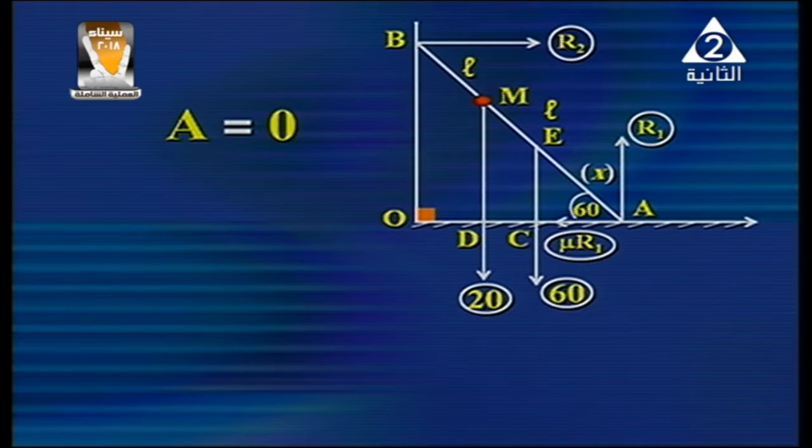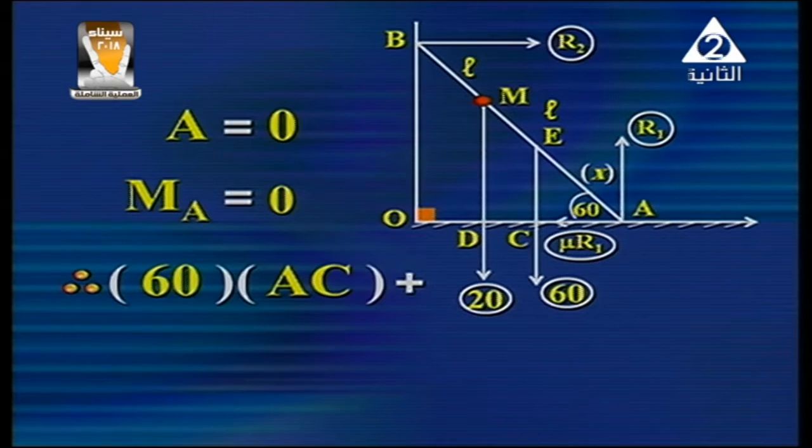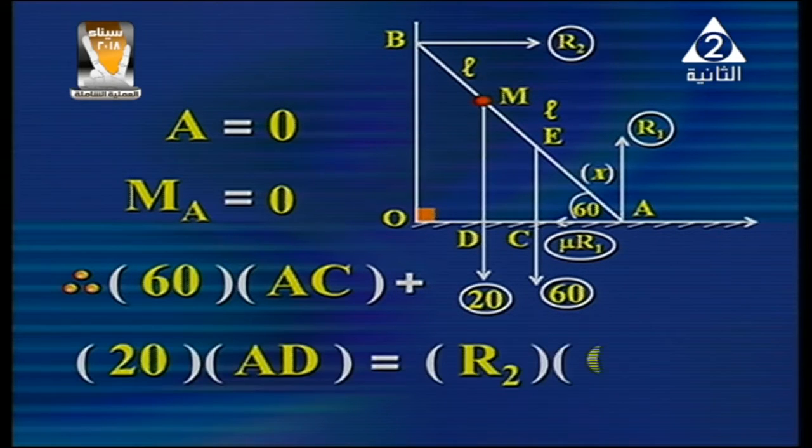After that, we find the moment at point A equals 0. Then what are the forces? How many forces do we have? 3 forces: 60 times AC plus 20 times AD minus R2 times OB. Dear student, what is the length of AC? What is the length of AD? What is the length of OB?